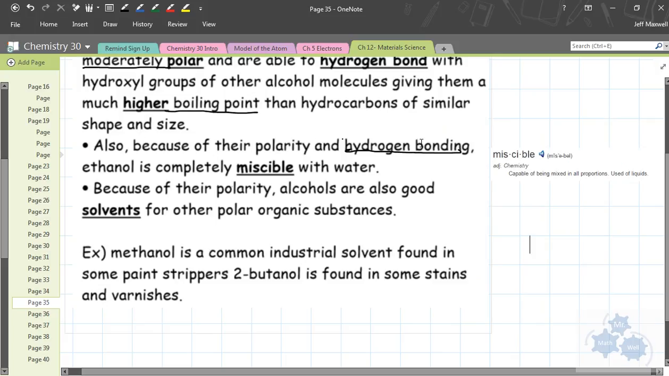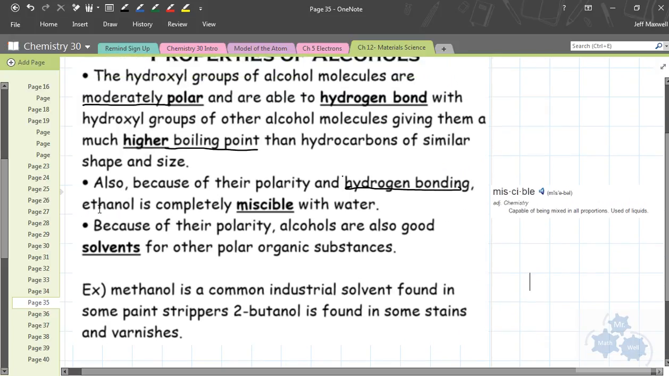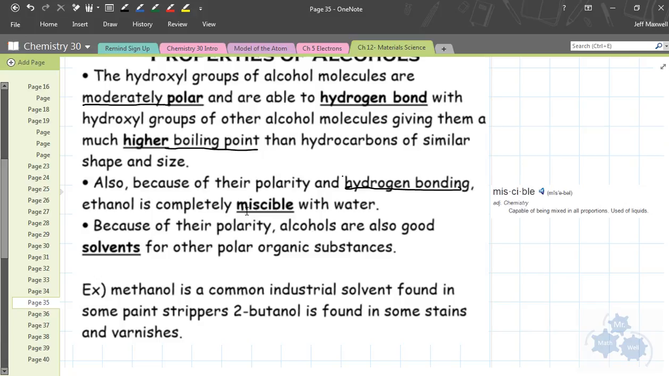Also, because of their polarity and hydrogen bonding, ethanol is completely miscible with water. Now, miscible, from freedictionary.com, is capable of being mixed in all proportions. You may have heard the term immiscible. That means that it doesn't mix well. You can still see parts of each individual thing that are trying to be mixed, like oil and water. That is immiscible. They don't mix very well together because you can still see the individual parts.